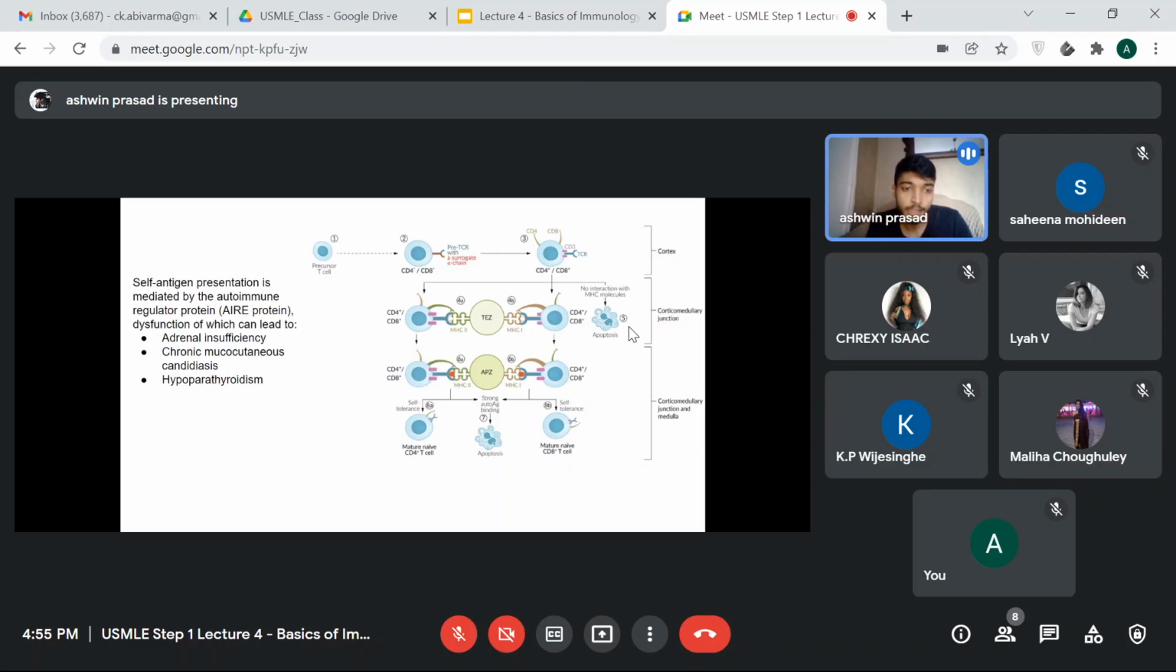Chronic mucocutaneous candidiasis is a fungal infection. Candida albicans is the pathogen that causes this infection. Mucocutaneous because it affects the layers of our mucous membranes like our mouth and also cutaneous layers like our skin. The parathyroid gland is responsible for secreting the parathyroid hormone, which regulates the calcium levels in our body. So, if this protein doesn't work, you can develop all three of these conditions. The exact mechanism by which this happens is not well known, so I won't dwell on that.